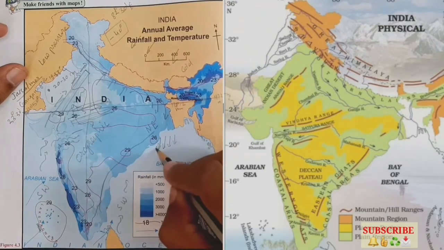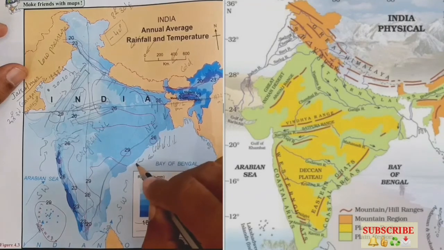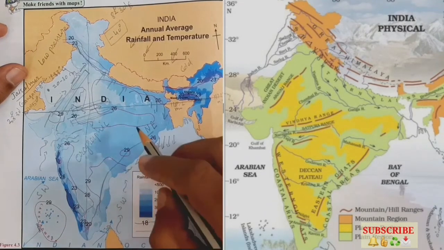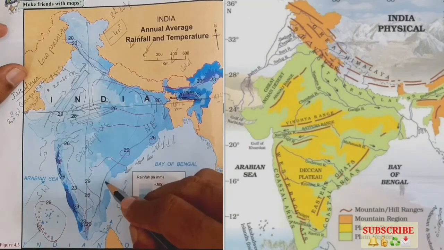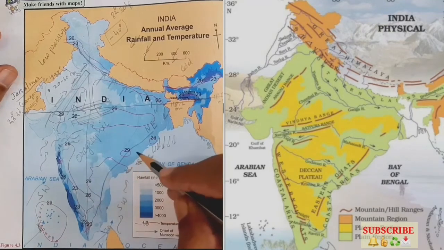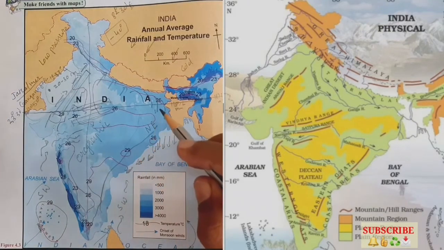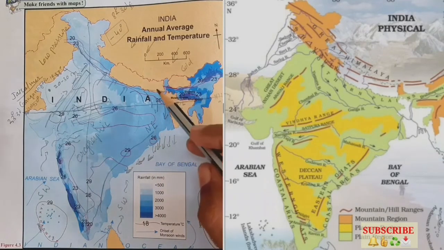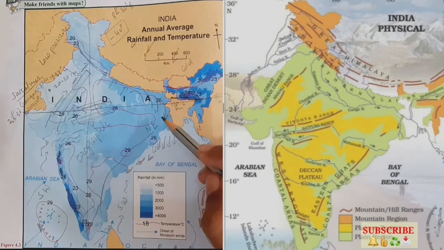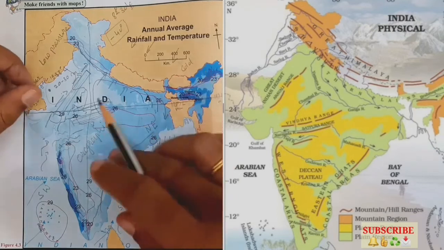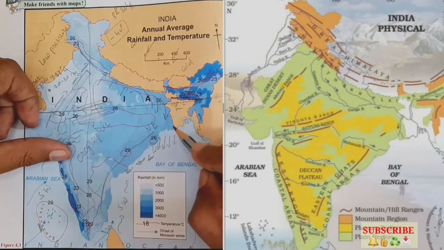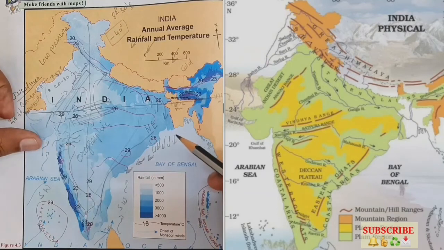Because of these northeastern winds, some part of southern India again receives heavy rainfall. Most probably in Tamil Nadu it rains heavily. This is called retreating monsoon. Most probably in September we have retreating monsoon rainfall in southern India, and the peninsular region also receives rainfall because of it. Okay, students, have you understood this much?